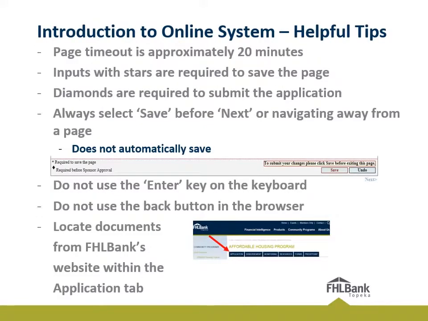I've collected a few items that I think are important to know to fill out the application. The page will time out after approximately 20 minutes, so be sure you're able to complete each page before stepping away. You will lose the information on the screen if you don't. There will be input fields marked with stars and diamonds as you're filling out the application. Star or asterisk fields are required before you can save the page. The inputs marked with diamonds must be completed before you can submit the application. The system will let you save the page, but you won't actually be able to submit the application until all diamond fields are filled out.